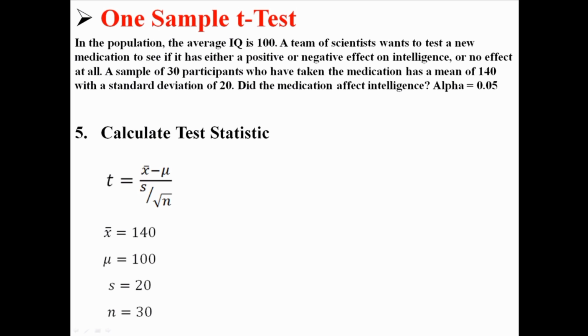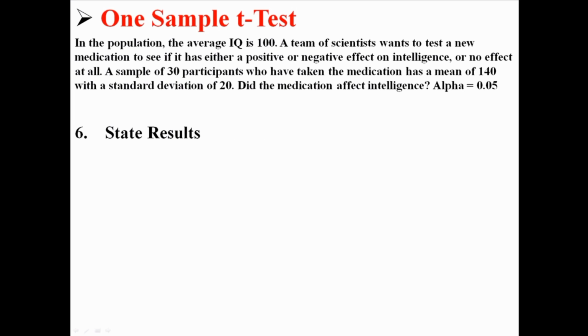Calculate the test statistic. Sample mean is 140, population mean 100, sample standard deviation 20, sample size 30. Then substitute, and we will get 10.96.